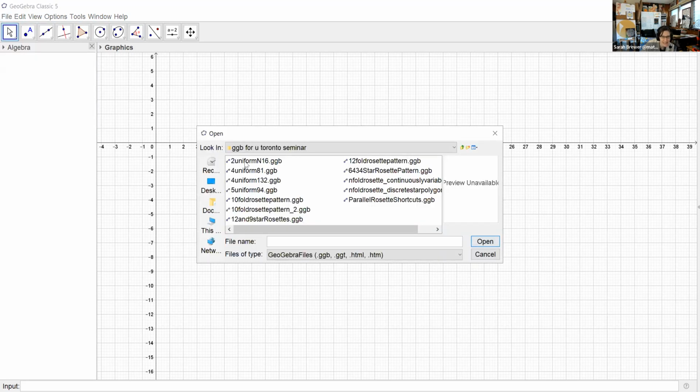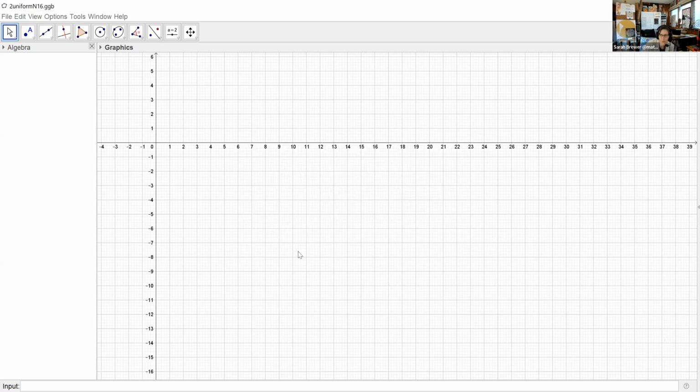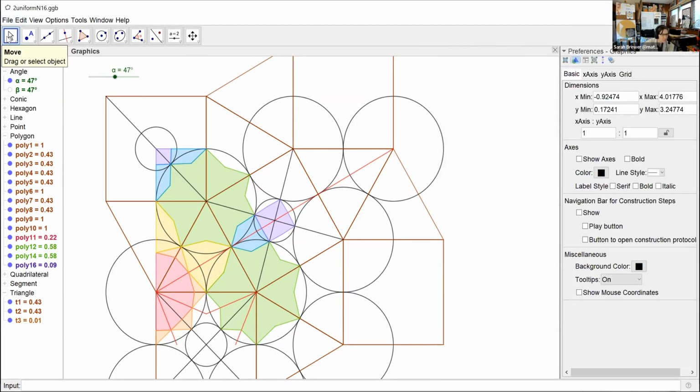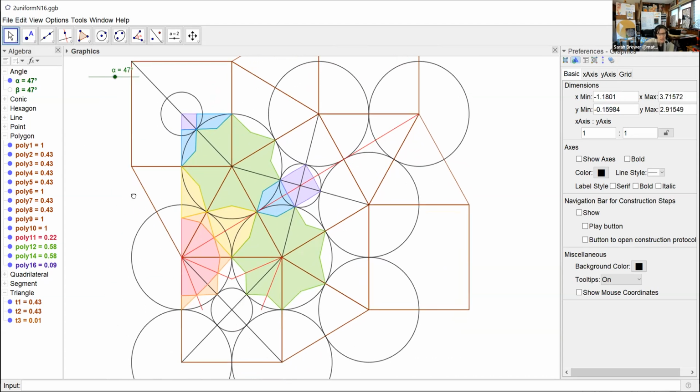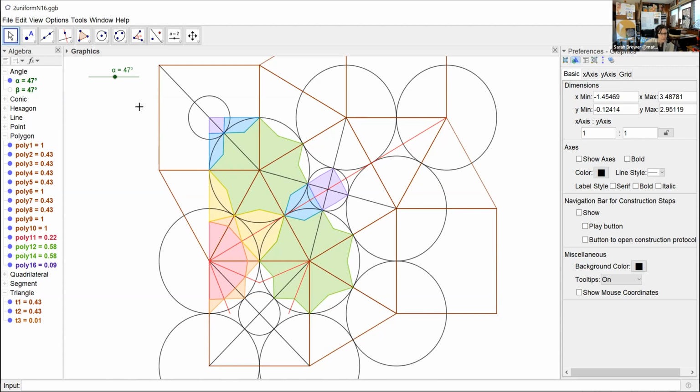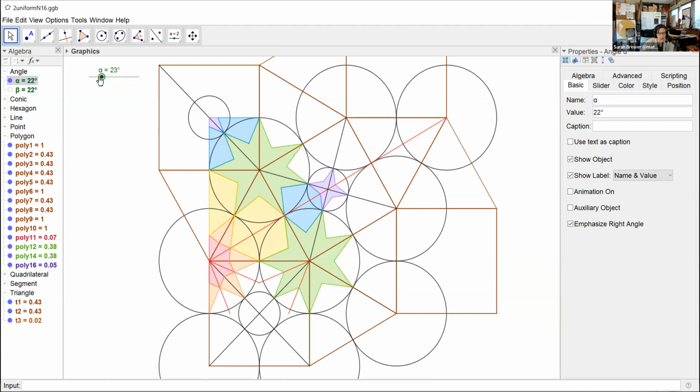So let's see. Sure, we could start with this one. I don't know if the order really matters here, but I just picked out a few of these to share with you all. So here we've got a 2 uniform tiling, and we can watch as the slider moves.